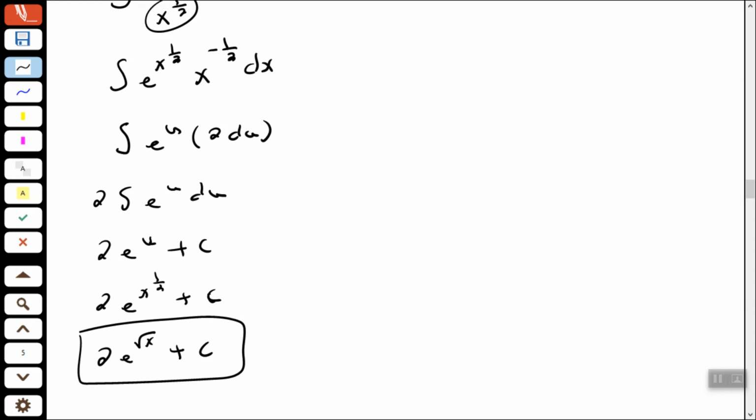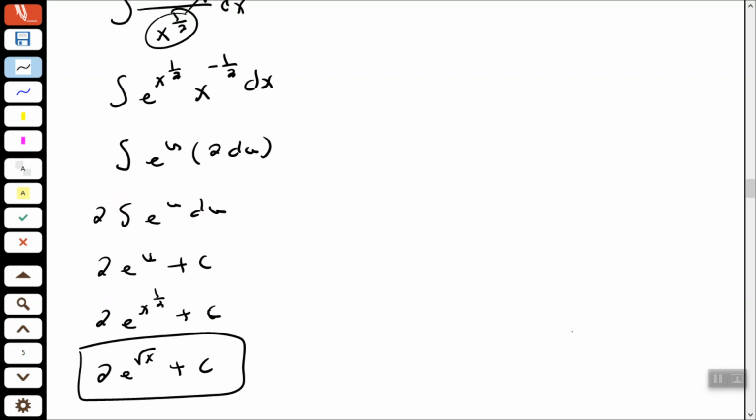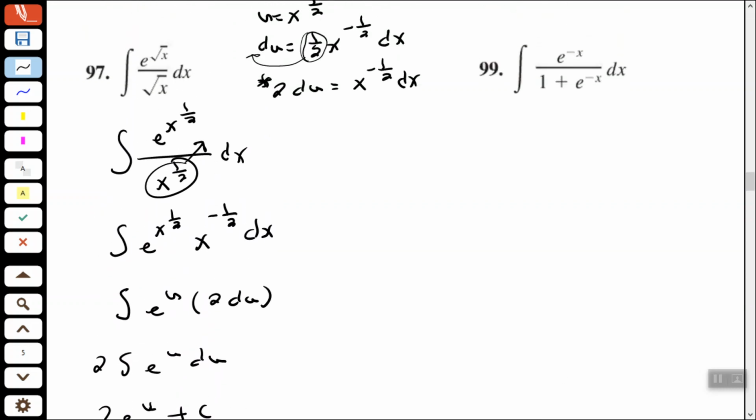Okay. How about number 99? This will be the last one that we look at here. Okay, so we have the integral of e to the negative x over 1 plus e to the negative x dx. Well, if I let u equal negative x, then du equals negative 1 dx, which we could not get a form out of this 1 plus e to the negative x out of that. So that would not work.